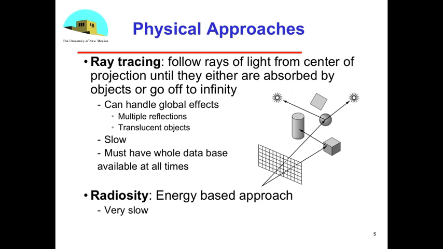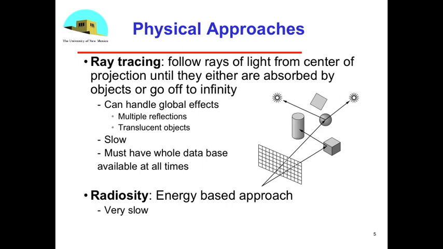But to go back to the original physical approach, we started with this idea of a ray tracer, and let's go back over that for a minute or two because we're not going to come back to this until really the end of the course. We follow rays of light from the center of projection through an image plane, which we've now put in front of the center of projection, and it's ruled into pixel size little squares or rectangles, and we follow those rays and see what happens to them.